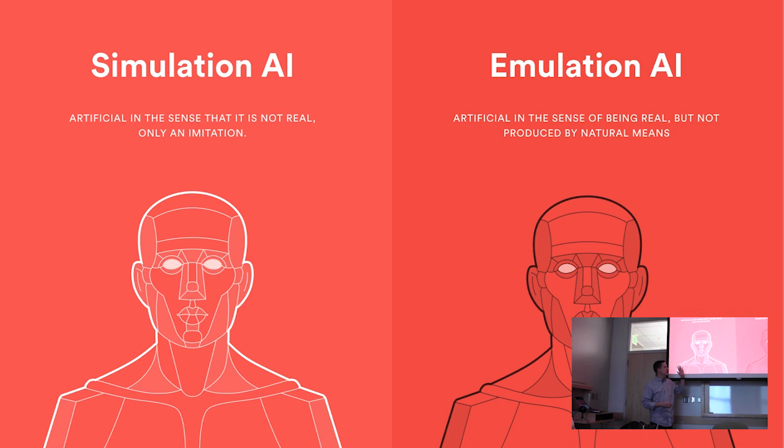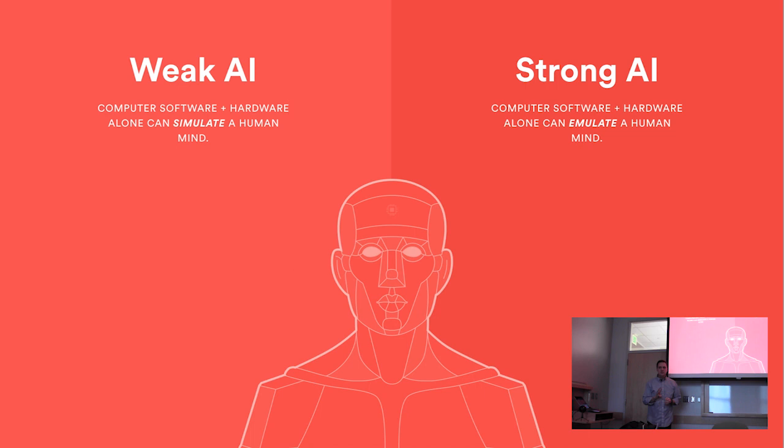Emulation AI is one that is really intelligence. It's the real deal, but it's not produced by natural means. Okay. So sometimes those differences can muddle the conversation. So I like to make those distinctions clear. The third distinction is one between weak AI and strong AI. And these relate to different hypotheses about what computers can do.